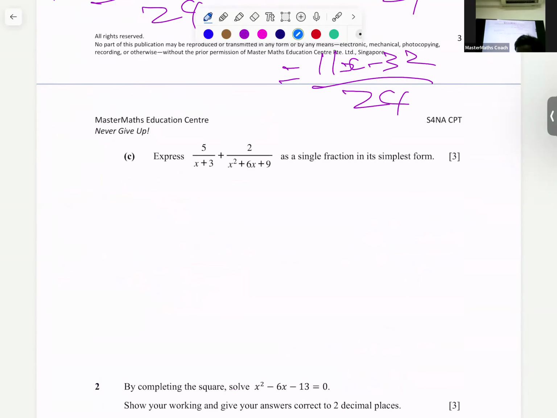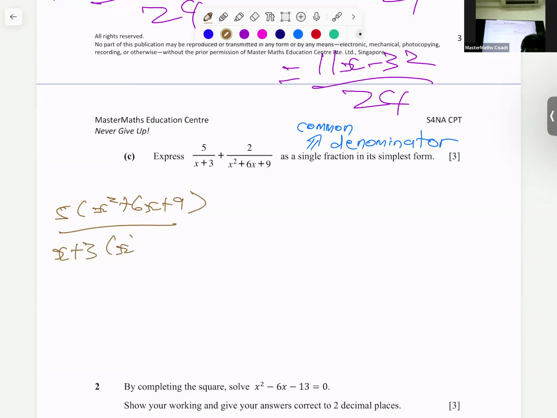Next, we are supposed to express as a single fraction. So single fraction always revolves around the idea of having a common denominator. Now, guys, don't get too excited, all right? When you see such questions, pause for a moment first. Because why? Students like to do this. They know common denominator, they will go and do this.